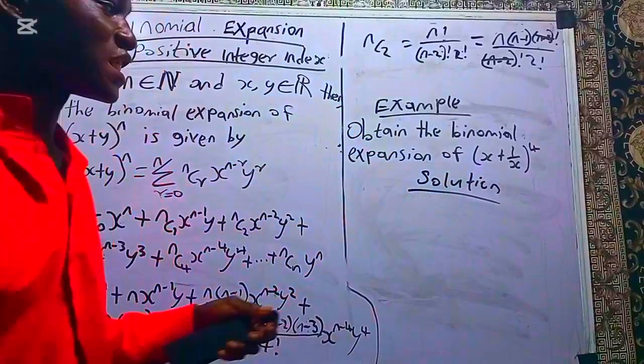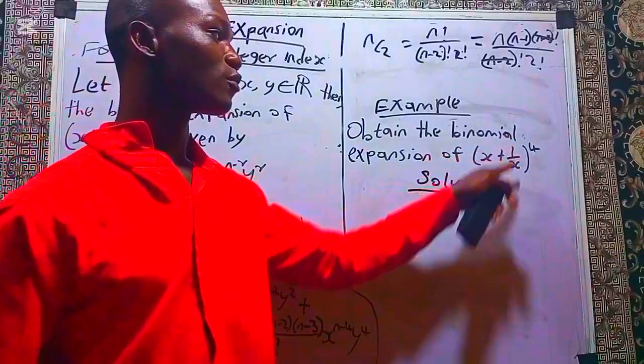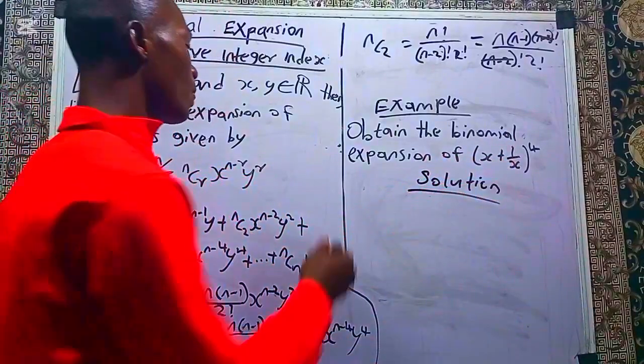So with this, let's just solve these questions. Let's obtain the binomial expansion of open bracket x plus 1 over x all raised to power 4.